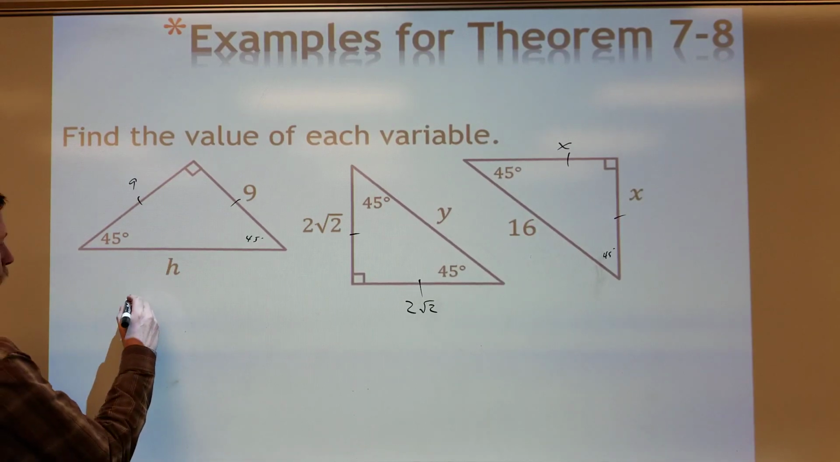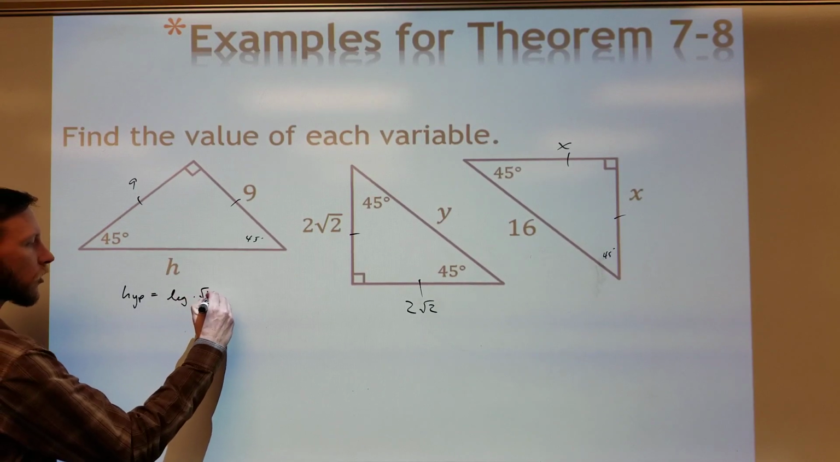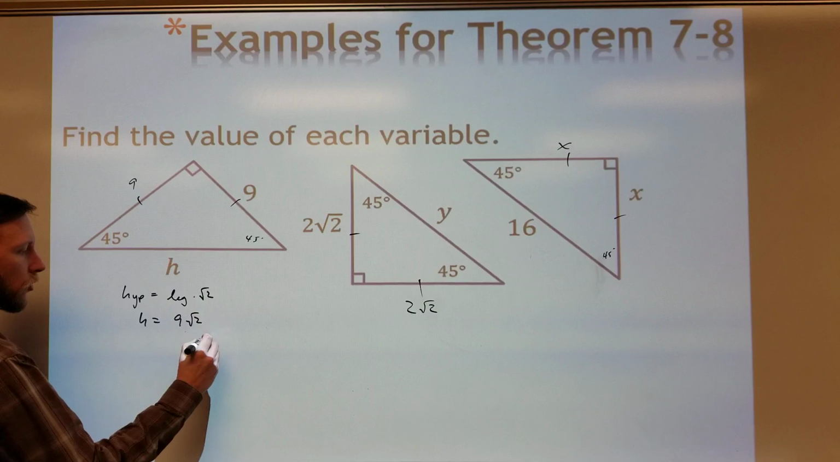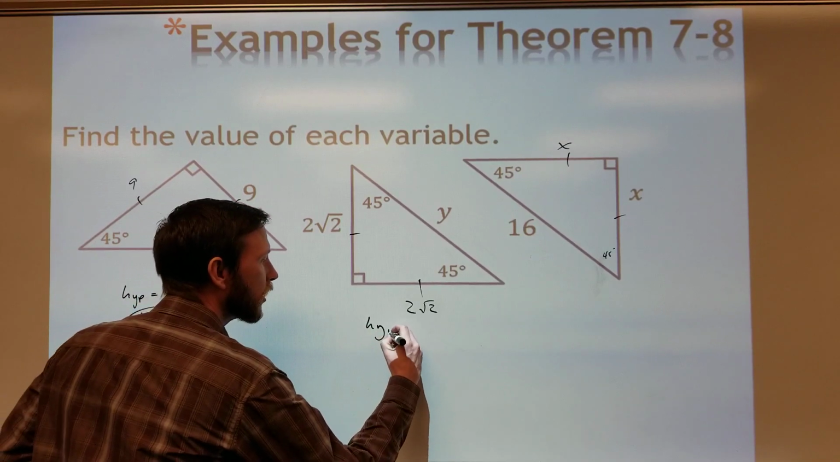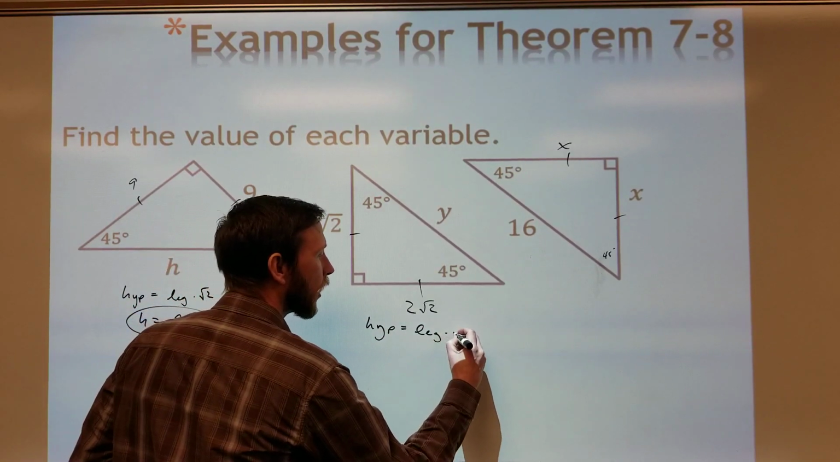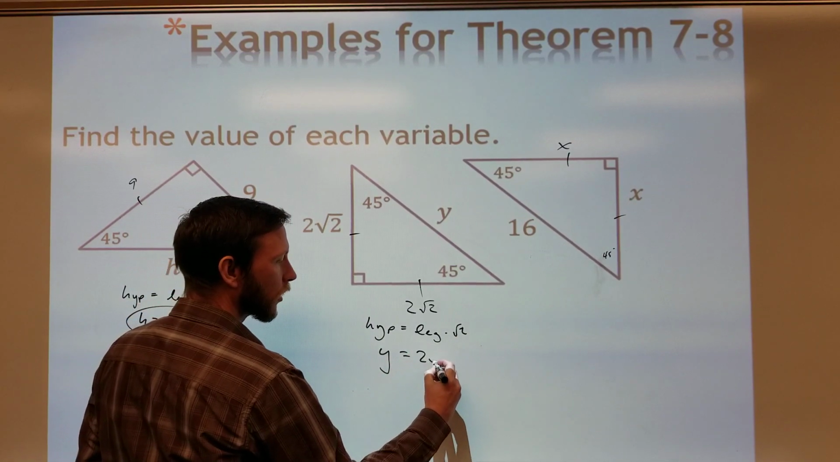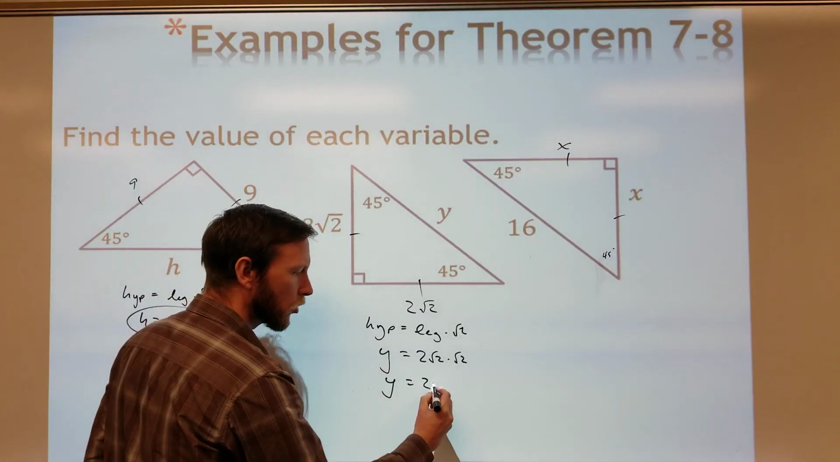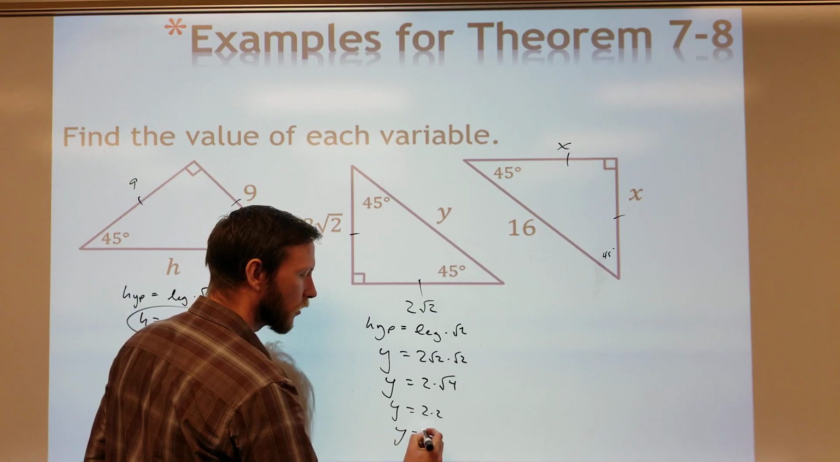So here's what I want to show you. If the hypotenuse is equal to the length of the leg times the square root of 2, then in this case, h is going to equal 9 times the square root of 2. I'm done. I found out what h was. Over here, if the hypotenuse is equal to the length of the leg times the square root of 2, I can do my multiplication here. 2 times the square root of 4, which is 2 times 2, which is 4.